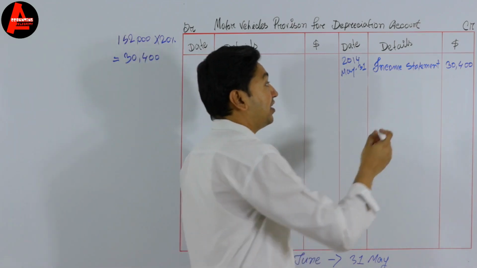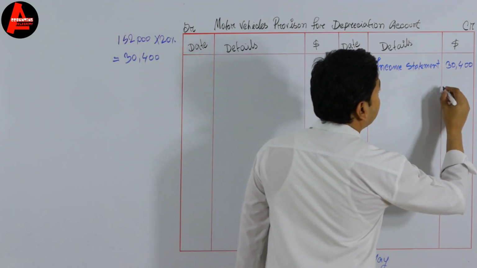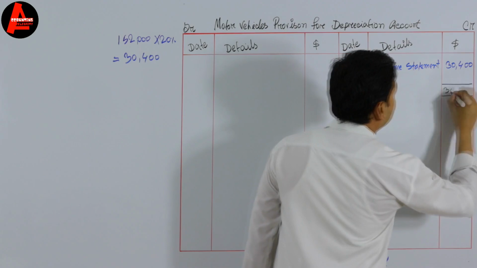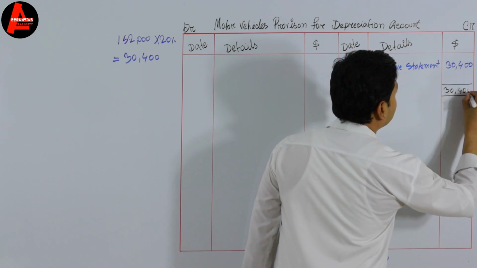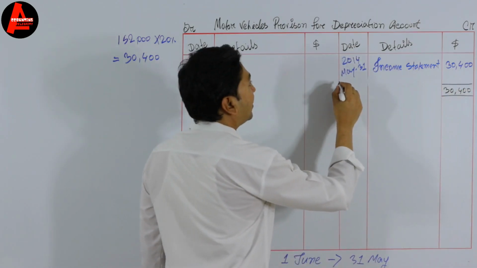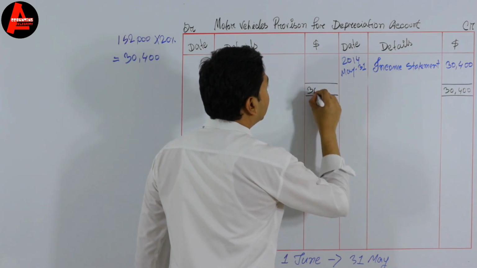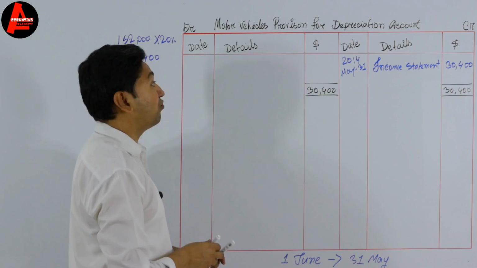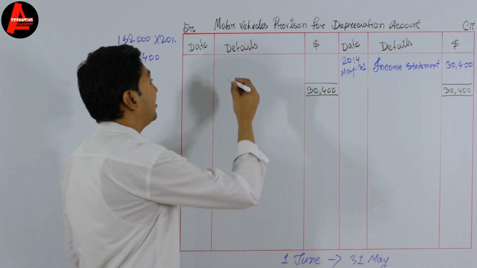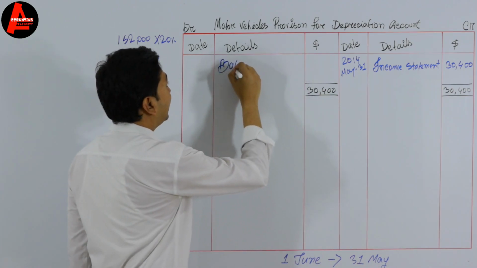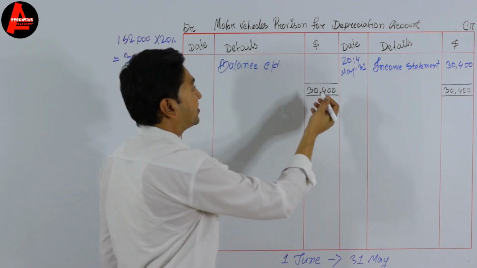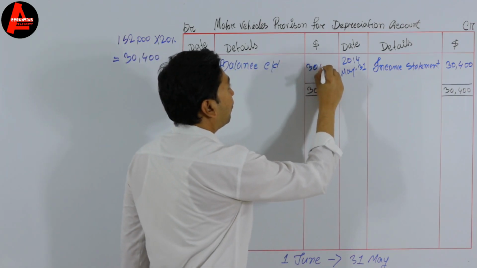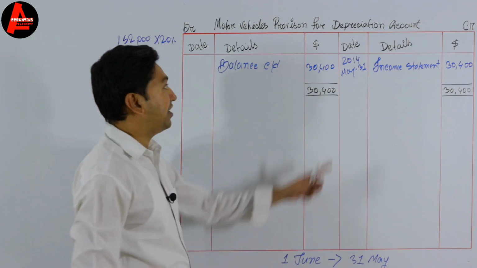Let us write here the addition. The addition is here, same, $30,400. We will take it here, on the opposite side, $30,400. Now we will write balance CD. So balance CD, how much? The same amount, $30,400. So here we have 0.